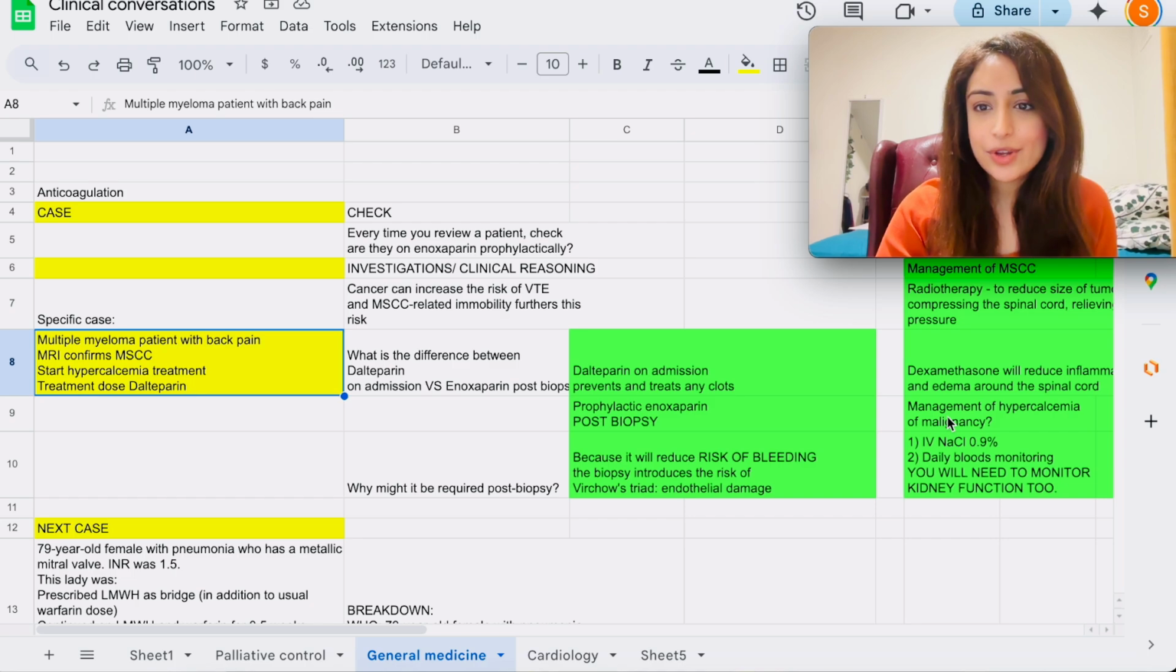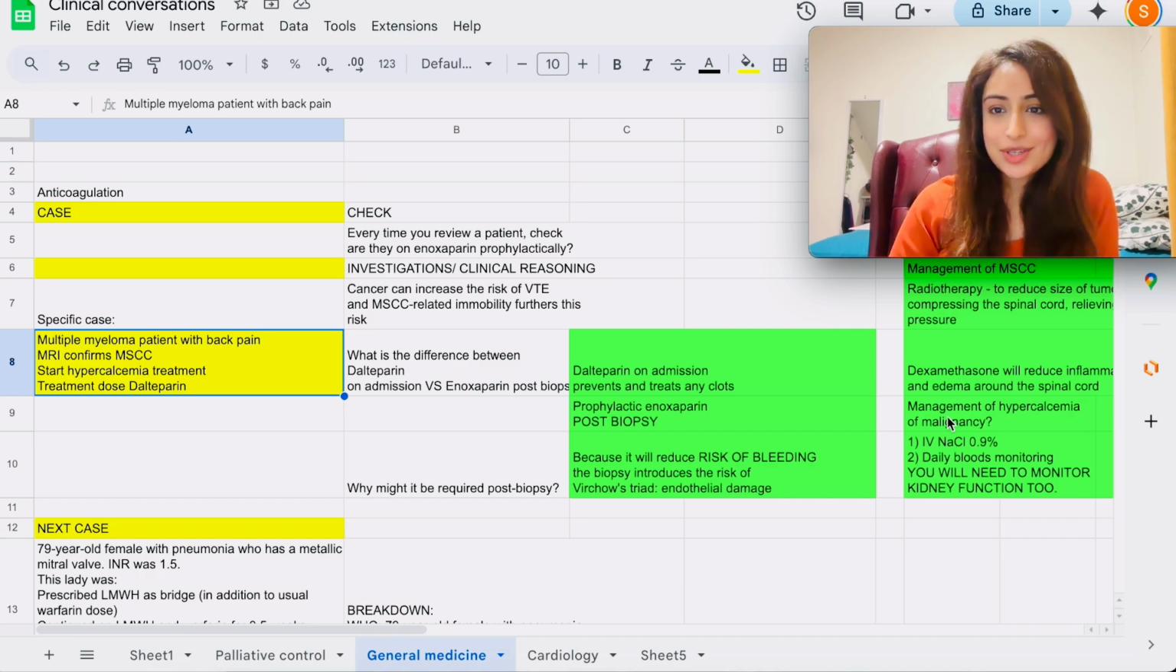Hi, so this video is going to be about anticoagulation and what the indications are for using low molecular weight heparin, when we start enoxaparin, when we stop enoxaparin, and also a little bit about INR and warfarin in a few cases. So let's start.